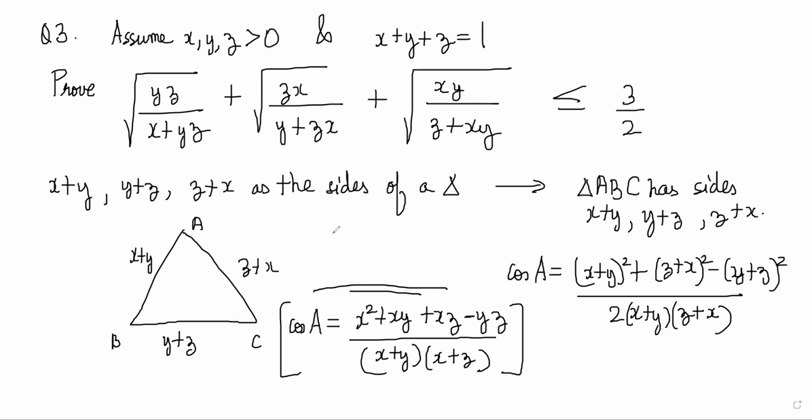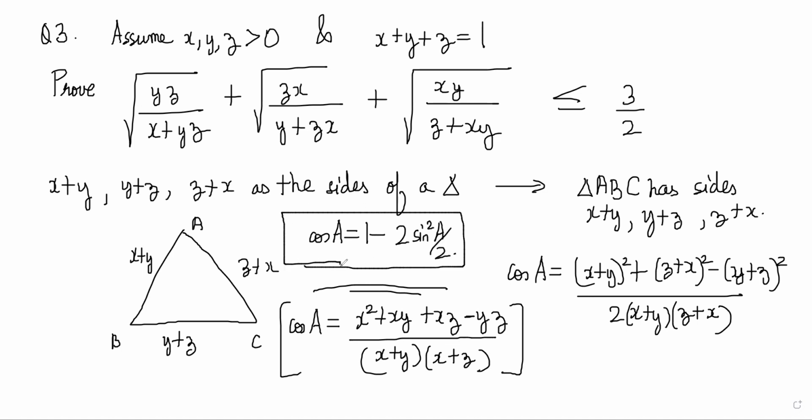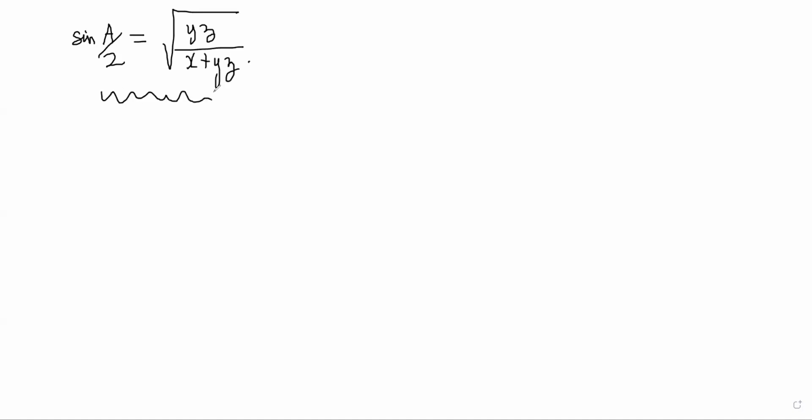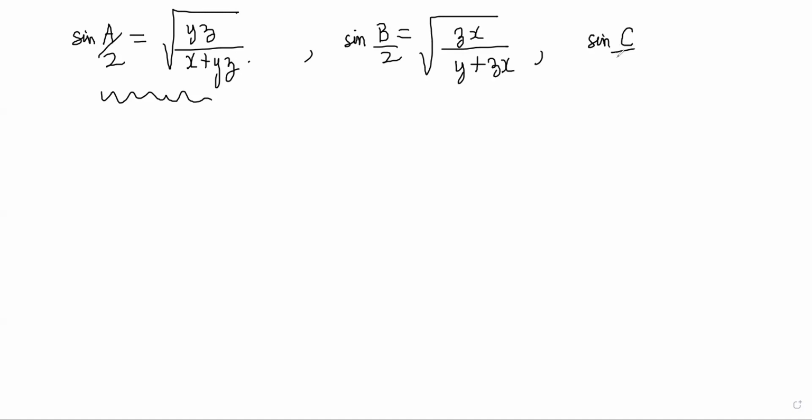Once we have this as our cos A, we can use the identity cos A is equal to 1 minus 2 sine square A by 2 to try to find sine of A by 2, sine of the half angle, right? I will leave the simplification to you, but you can show that sine of A by 2 here becomes equal to root over yz by x plus yz, which is why we pursued this substitution. Similarly, you can show that sine of B by 2 is equal to root over zx by y plus zx, and sine of C by 2 is equal to root over xy by z plus xy.